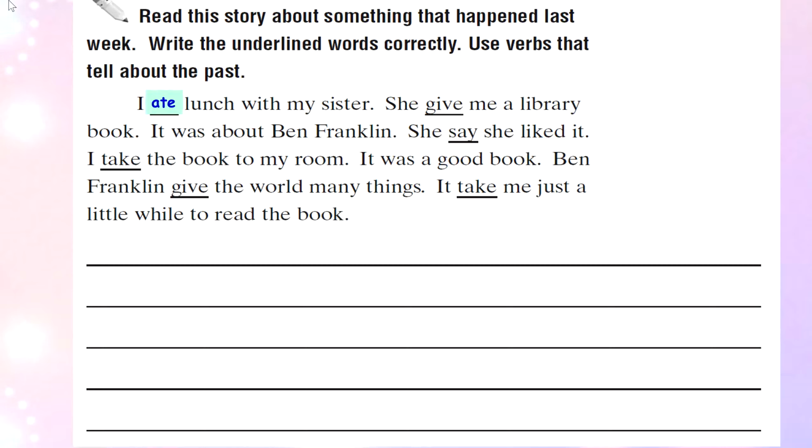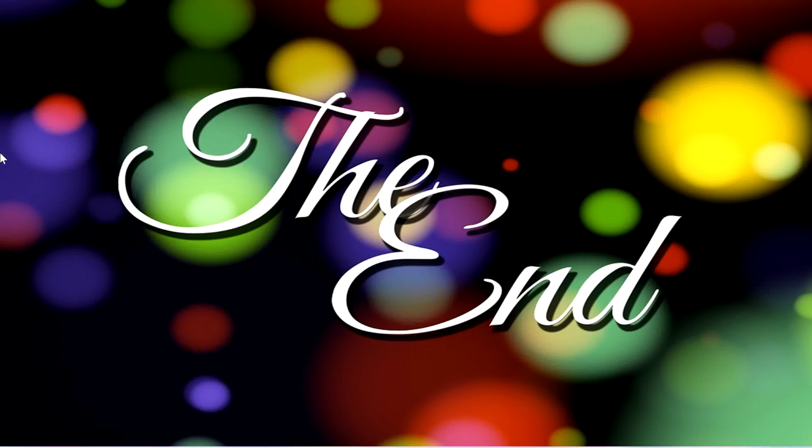I ate lunch with my sister. She gave me a library book. It was about Ben Franklin. She said she liked it. I took the book to my room. It was a good book. Ben Franklin gave the world many things. It took me just a little while to read the book. Now rewrite the paragraph and don't forget the indentation. And that's it for today.